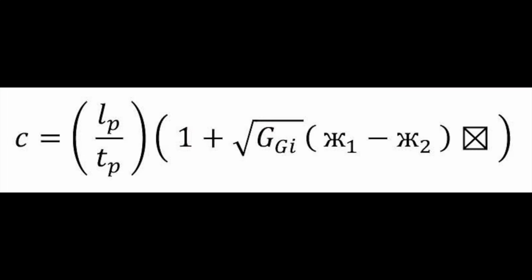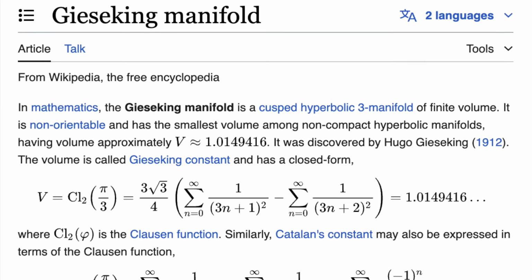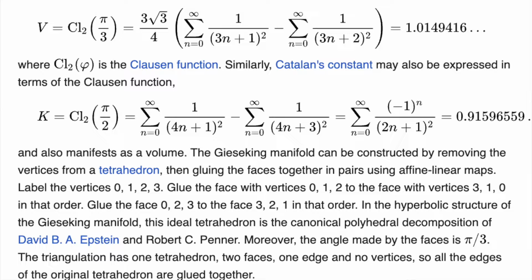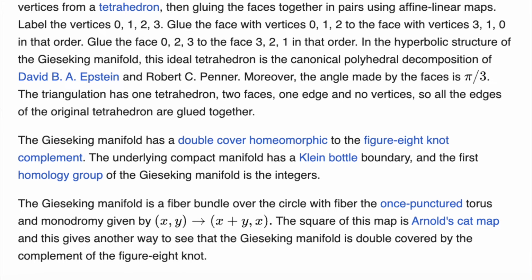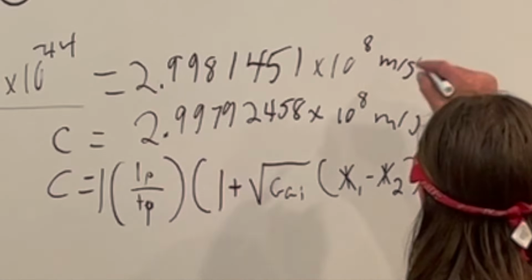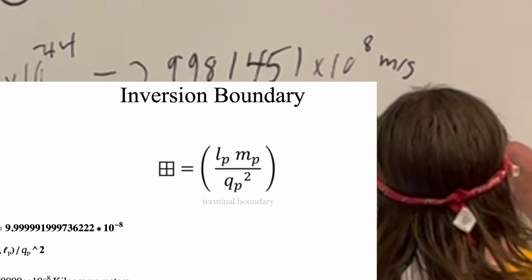That's 1 plus square root, because we love square roots, G I. Oh, that's the square root of the Giesecke constant. That's nifty, because if we take 2 Giesecke manifolds and merge them together, we can get the hyperbolic figure 8 knot. Seems really useful. And then that's times J1 minus J2. And then we have our inversion boundary over here, that box, Planck length times Planck length times Planck mass, all over Planck charge squared.